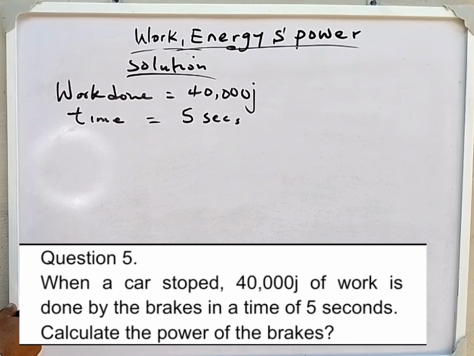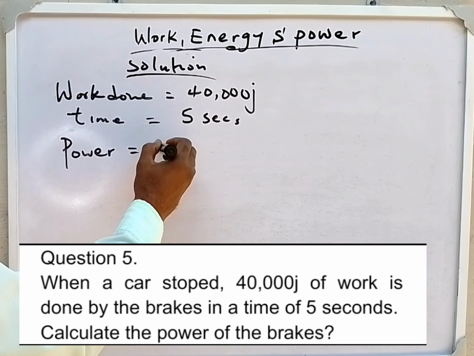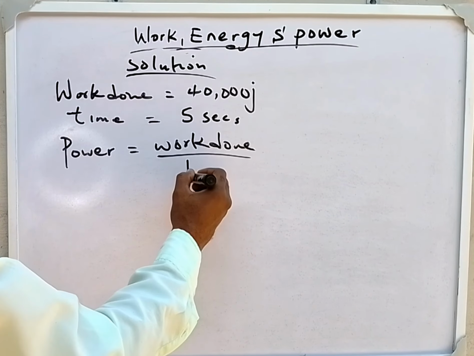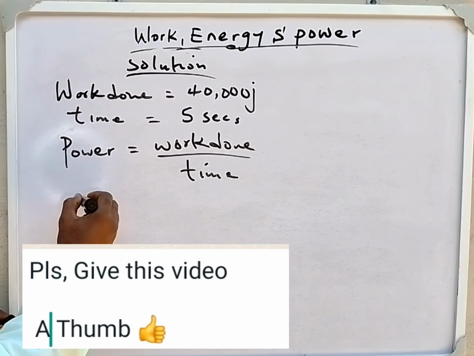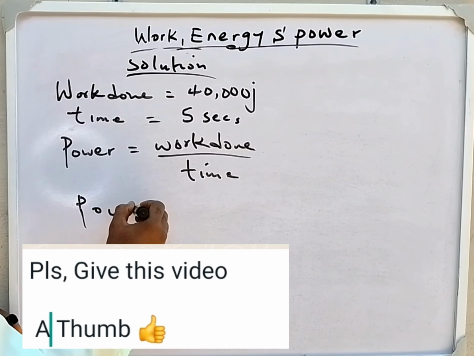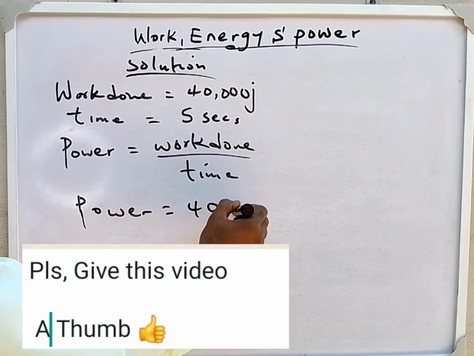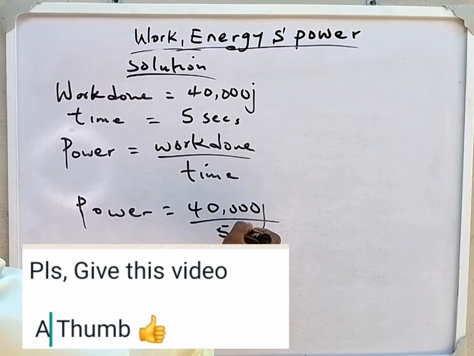Then we are asked to calculate the power of the brakes, and power is defined as work done over time. So we now see that power is equal to work done, 40,000 joules, over 5 seconds.